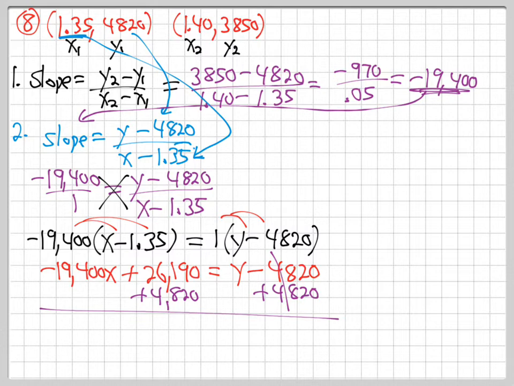Boom. So y will equal minus 19,400x plus, what is that? My calculator says 31,010. And that's answer D, isn't it, on the multiple choice there? At least on the one I'm listed, it'll randomize it for each of you.